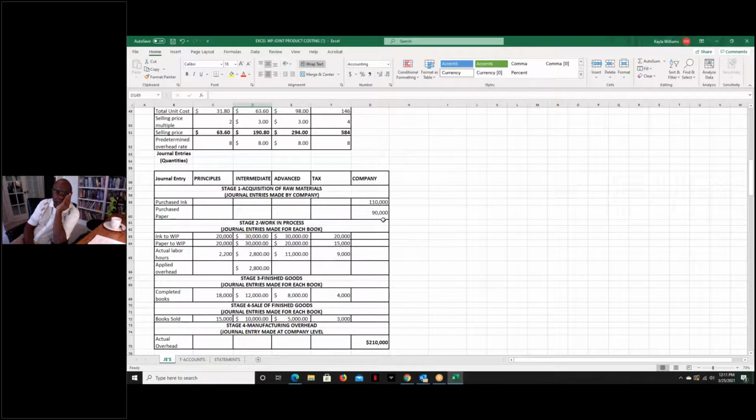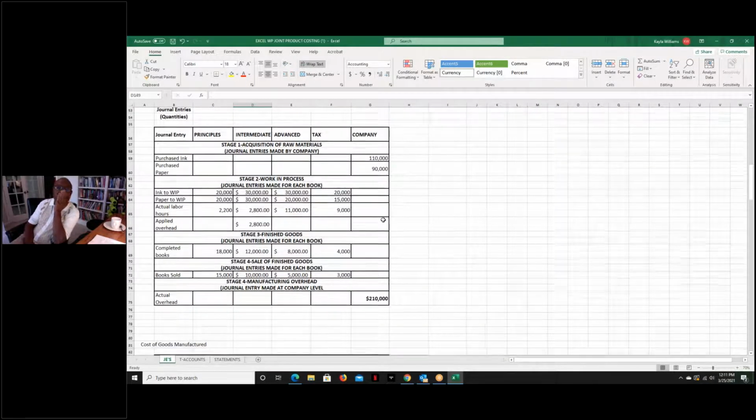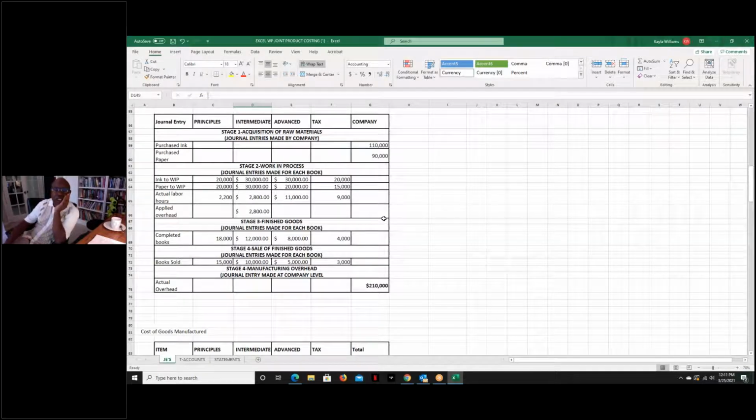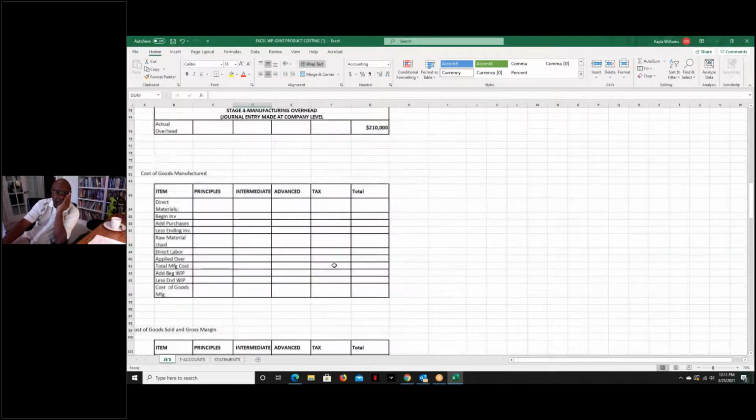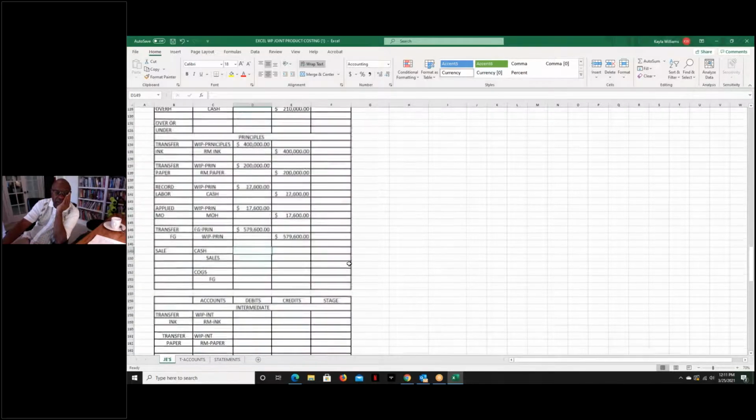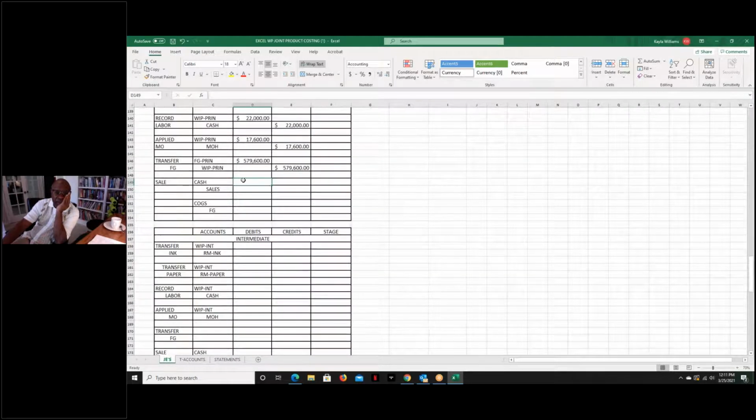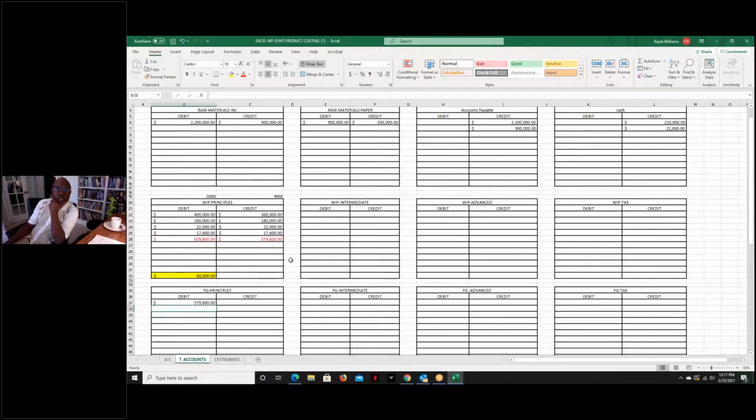So do you want to do the sale too and the cost of goods sold? Say cost of goods sold. Okay, so 15,000 units at 63.60, which is going to be 954,000. Go ahead and post it.